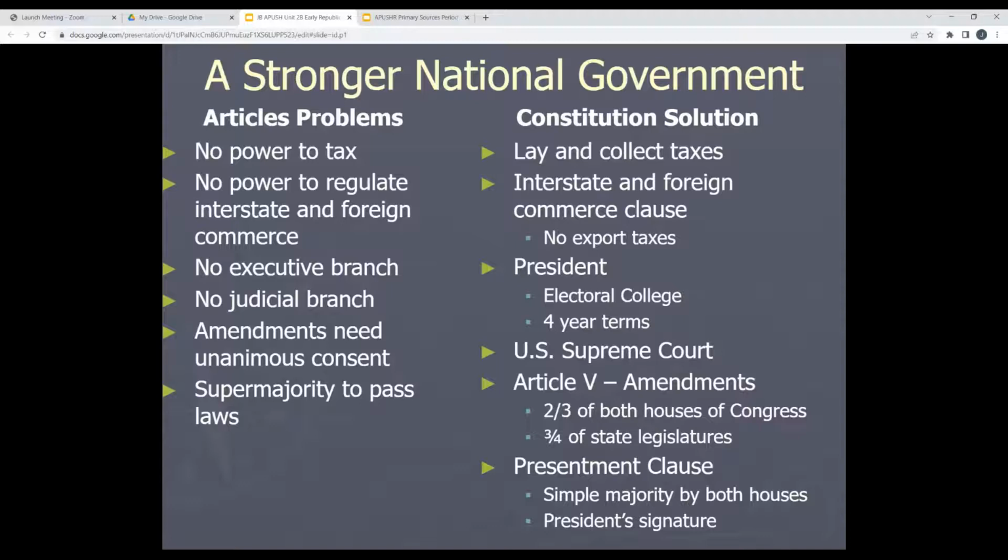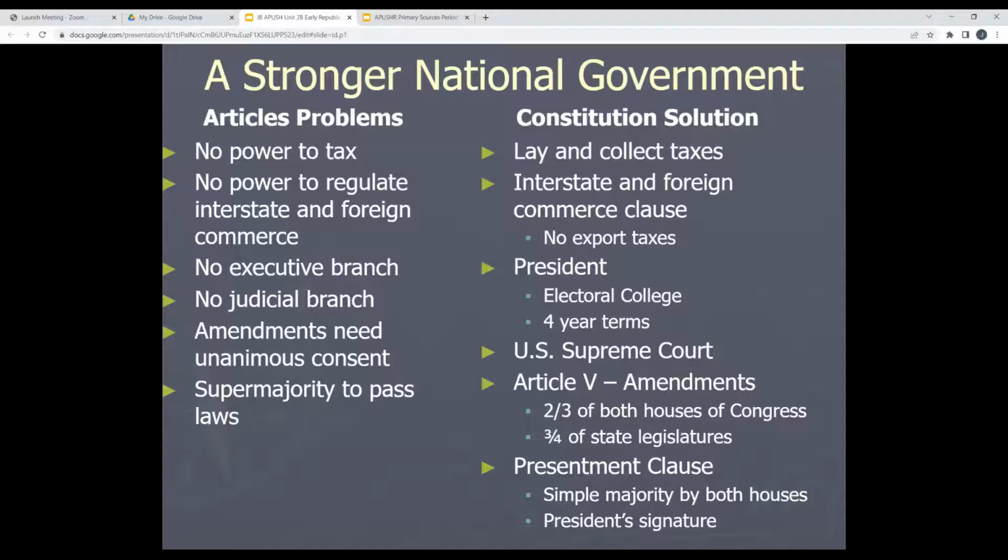Let the state courts interpret the law. That's, again, going back to efficiency, 13 different state courts and 13 different state court systems. The Constitution is going to establish under Article 3, the Judiciary Branch, a United States Supreme Court. Congress will have the power to establish the lower federal courts. That'll be up to Congress.